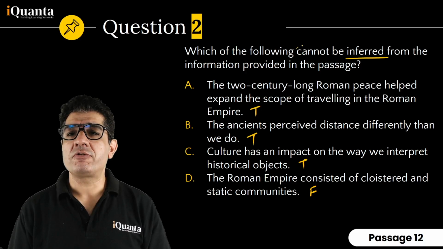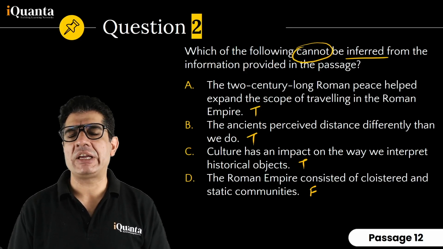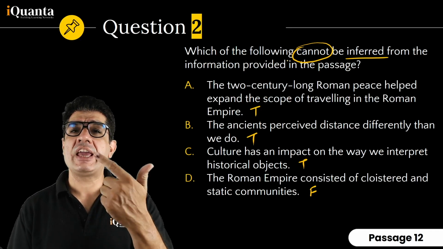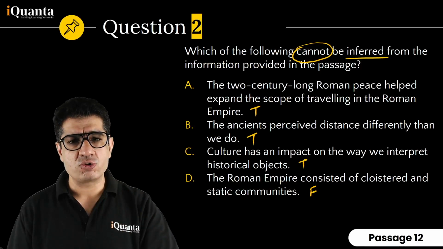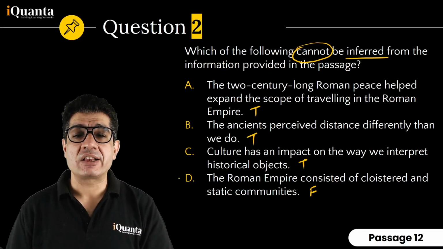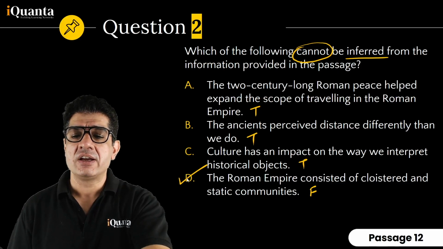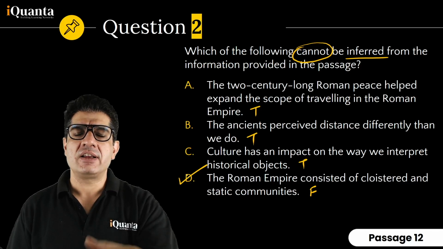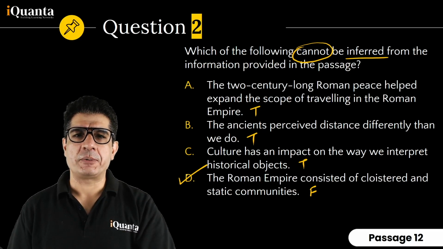So we are looking for which of the following cannot be inferred. So as you can see, A, B, and C can all be inferred. They are true. D is false. So in this particular case, B has to be our answer. So let's dive into the next one now.